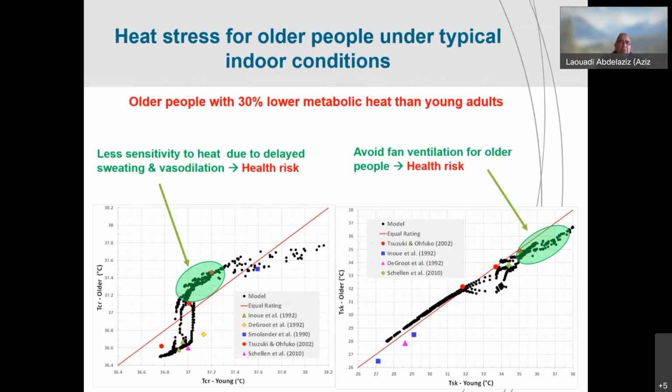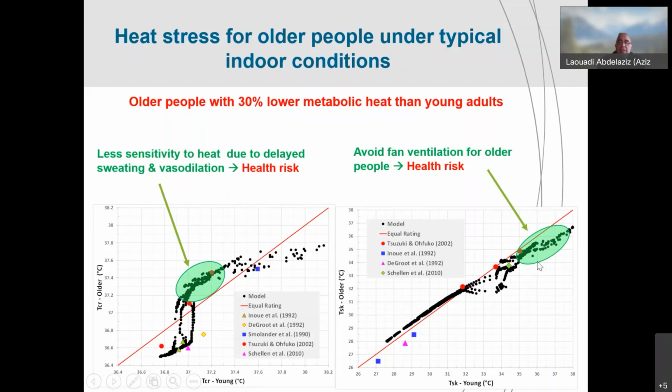We have used these models to generate heat stress levels for older people under typical indoor conditions. We show in these graphs the core and mean skin temperature of older people versus those of young people. As you can see, under warm exposure conditions, the core temperature of older people is higher than the core temperature of young adults. This is due to delayed sweating and delayed blood vasodilation. This may constitute a health risk since people are not sensitive to heat. They don't feel they are warm or hot. So it is a health risk.